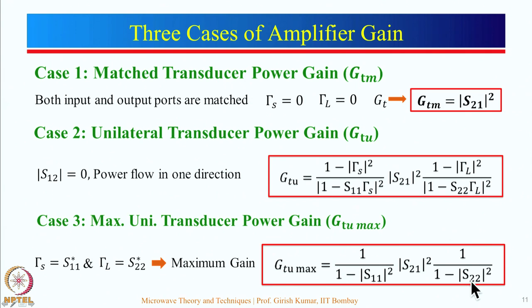Let us take another example. Suppose S22 is 0.6. So, 0.6 square will be 0.36. So, 1 minus 0.36 will be equal to 0.64. So, 1 divided by 0.64, you can say this factor will multiply the whole gain by approximately 1.6 times. So, one can get much larger gain by properly designing impedance matching network at both the input side as well as the output side.